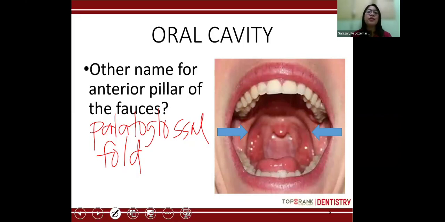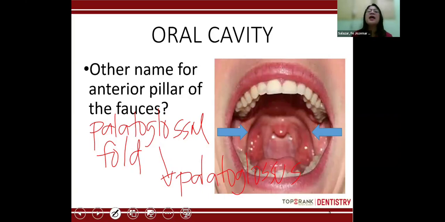Why is it called the palatoglossal fold? Because underneath this is a muscle. May muscle dyan. Anong tawag nyo sa muscle na yon? You call that your palatoglossus. The palatoglossus is a muscle of the soft palate and the tongue, di ba? So it's a shared muscle between your soft palate and your tongue.